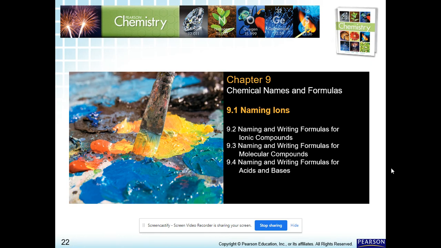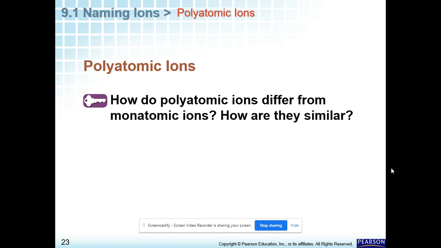Everyone! Today we're going to continue on with naming ions. And if you remember in the last lesson, we focused on monoatomic ions, also known as ions that have one atom. Today we're going to focus on polyatomic ions.